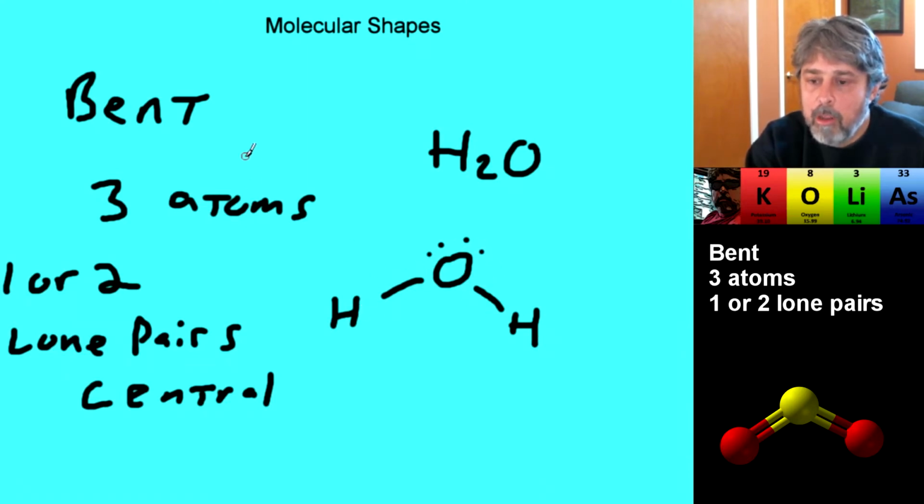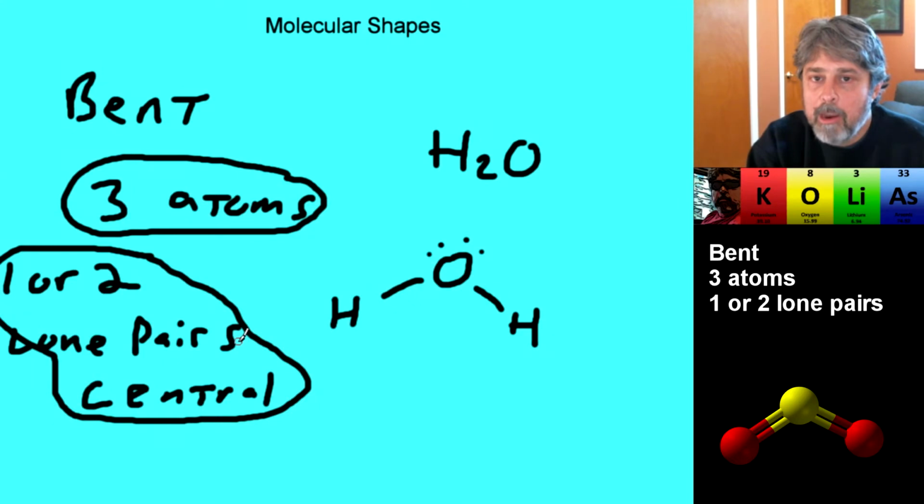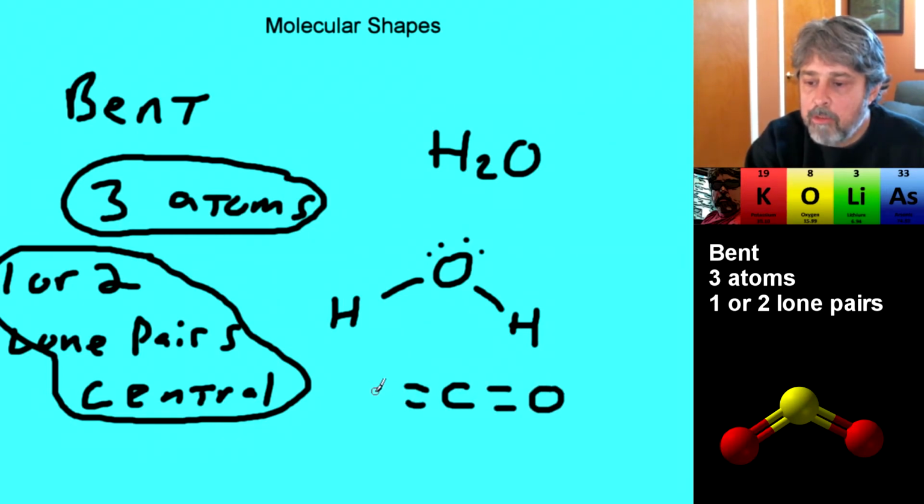Very important. So the criteria for bent is you have to have 3 atoms and 1 or 2 lone pairs on the central atom. That's how it's different from the linear molecule where we had CO2, which was like this. We have unshared pairs on the O's, but that doesn't count. There's no unshared pairs on the carbon, so this one is bent and this one is linear.